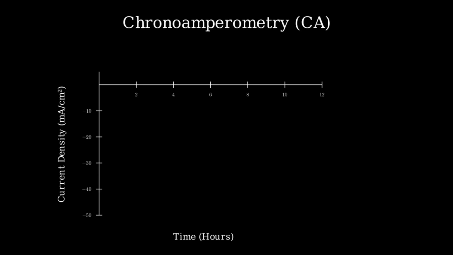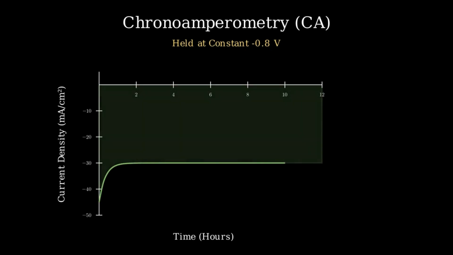Once we find the best voltage, we use chronoamperometry, or CA. This holds the voltage steady for hours, acting as an endurance test, while we collect the final products.